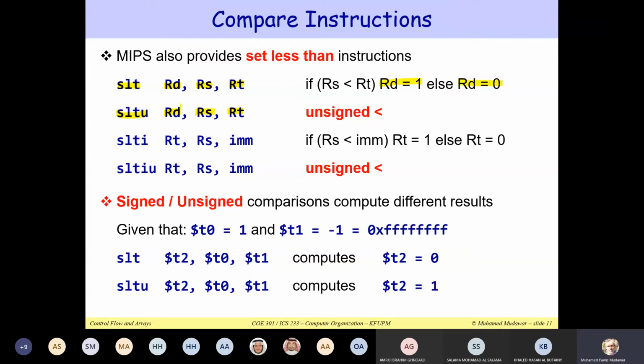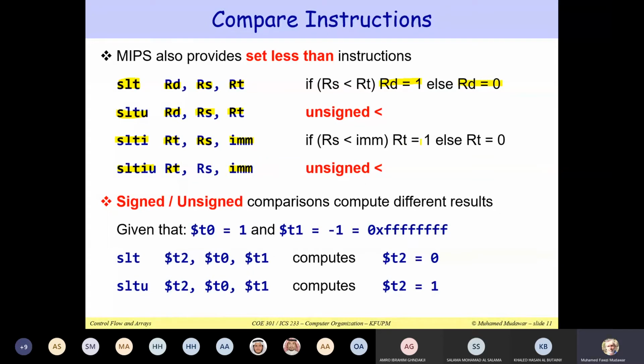false is 0. Now, the difference between set less than and set less than unsigned is that set less than does signed comparison, whereas set less than unsigned does unsigned comparison. Okay, so this is the major difference between these 2 instructions. And the comparison is different between signed and unsigned. In case you would like to compare with an immediate, there is set less than immediate and set less than immediate unsigned. So we're going to compare source register RS with an immediate, and the result will be written into RT. So these 2 instructions are of the immediate type because the instruction contains an immediate.